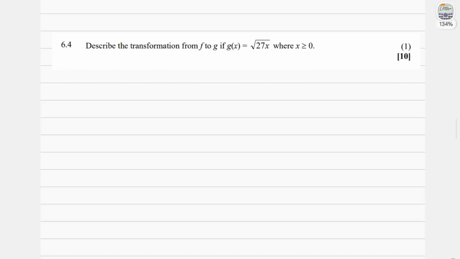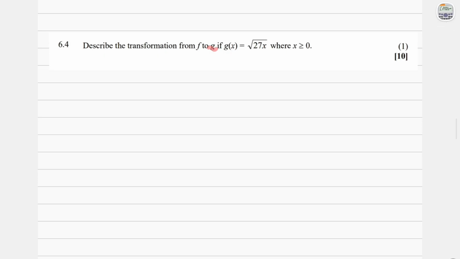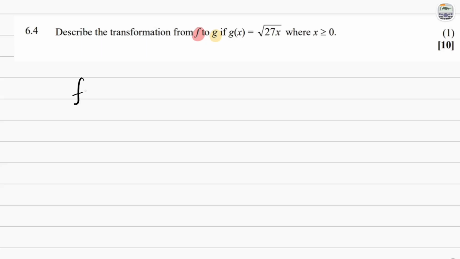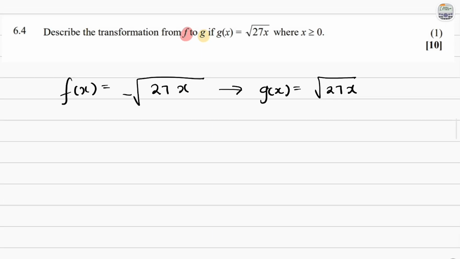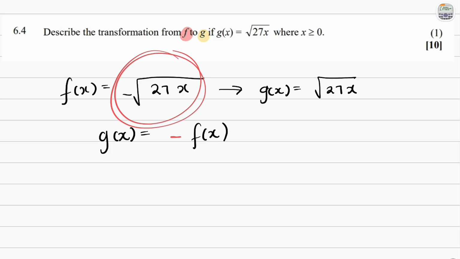Question 6.4 says, describe the transformation from f to g if g of x is equal to the square root of 27x. Okay, so you see how the original f of x was equal to negative square root of 27x, and now this has been transformed to g of x is equal to the square root of 27x. So what changed? Here we had negative, here we had positive. So clearly we took the graph of g of x and we said it's equal to the graph of f with its y value multiplied by -1.